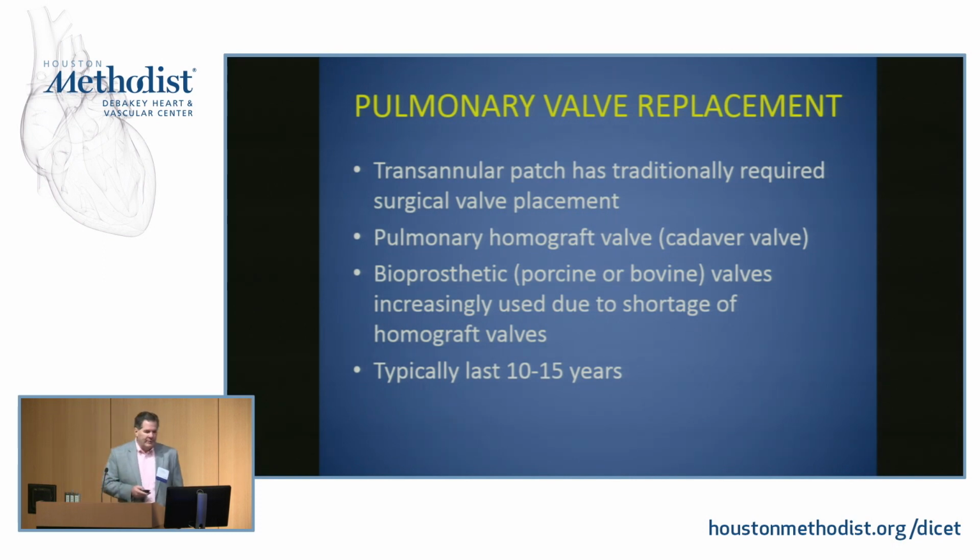Traditionally, for many years, if we needed to replace the pulmonary valve, if there was a transannular patch, we would do that surgically. That has been done with a homograft valve or a cadaver valve. More because of the shortages of cadaver valves, some bioprosthetic valves have been developed in recent decades. They're usually porcine or bovine. Those valves, either variety, may last for 10 to 15 years.